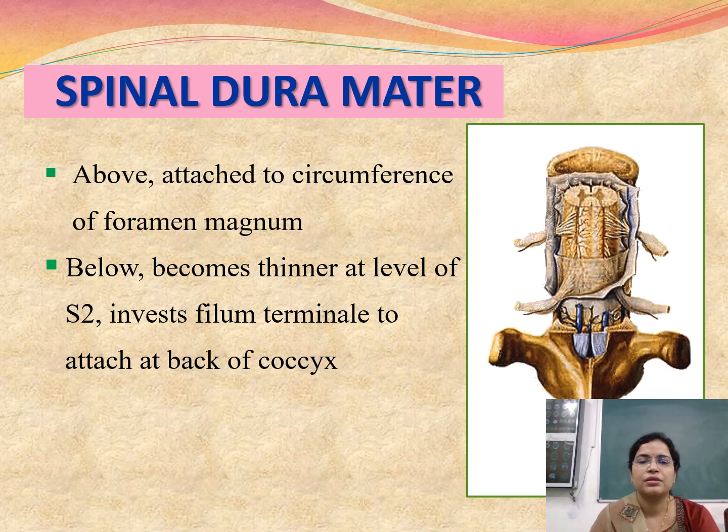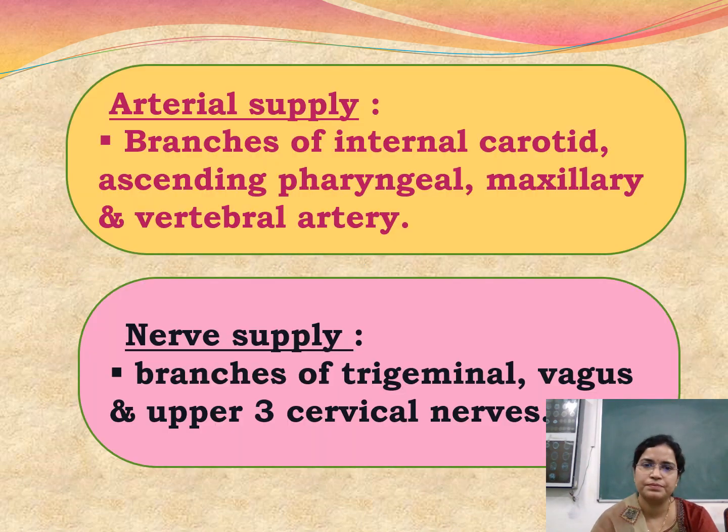Spinal dura mater, above, is attached to the circumference of the foramen magnum. Below, it becomes thinner at the level of S2 and ends. The subarachnoid space also ends at the level of S2. It invests the filum terminale to attach at the back of the coccyx.